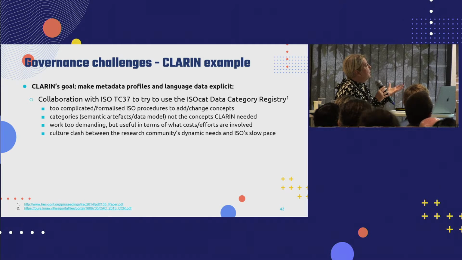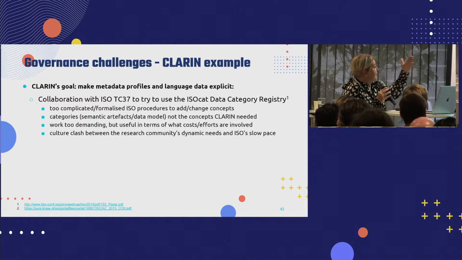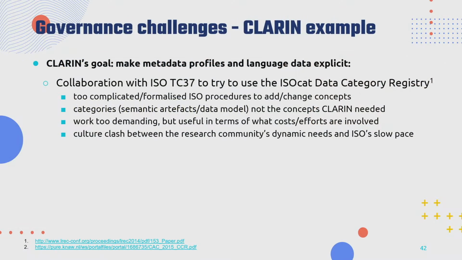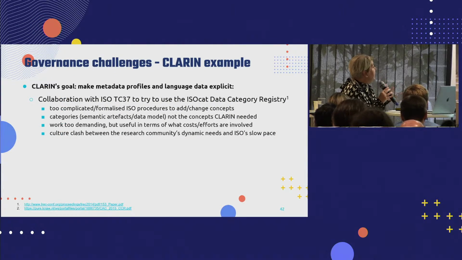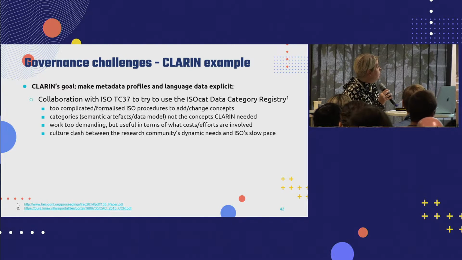So Clarence started working with the ISO Technical Committee 37 and started using their catalog, which is ISOcat, the Data Category Registry. Now, in these four bullet points are the key challenges that the Clarence community found when they tried to use and work with ISO and use the catalog. So first of all, the model is too complicated, and the process is very formal. The procedures from ISO are complex. If you are part of an ISO community, you actually know that.